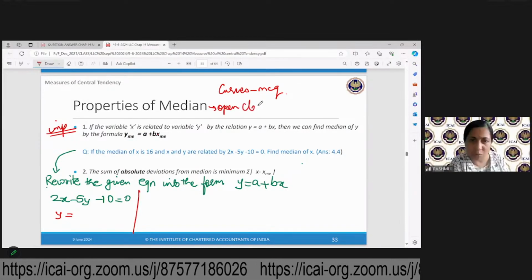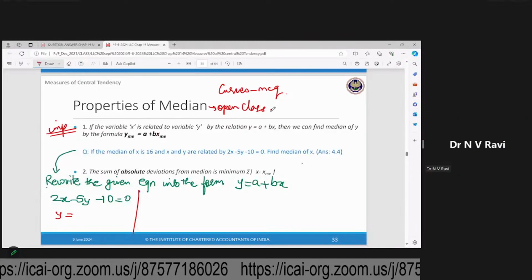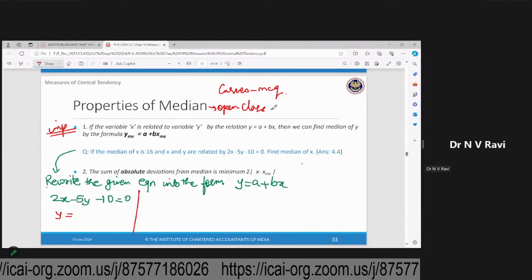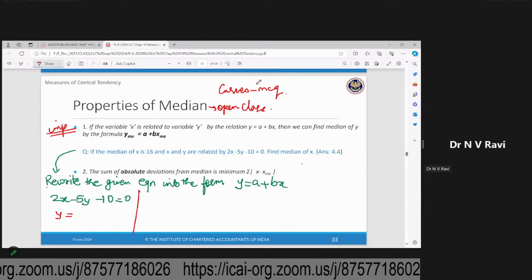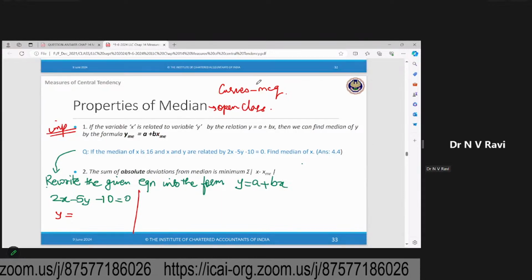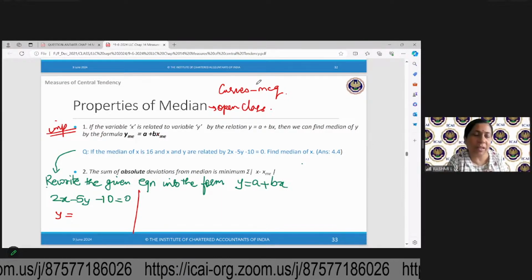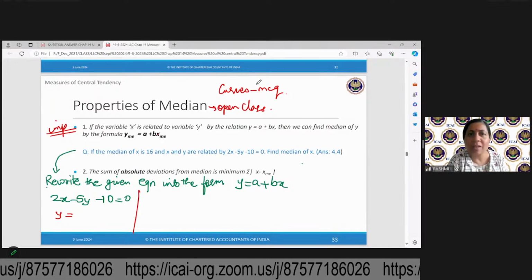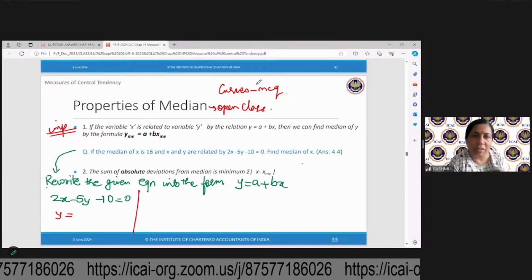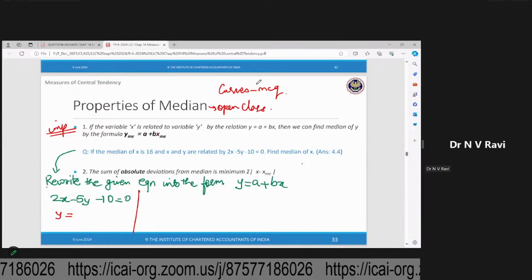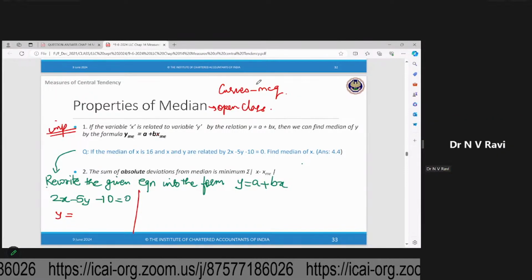Yes, open class. Sorry, yes, sir. It is when it is based on the open categories or something like that actually. When we don't have the lowest figure and the highest figure, so when we don't have that, we use the median. Yes, sir. Very correct. These are all important properties related to mode also. Then the median actually.